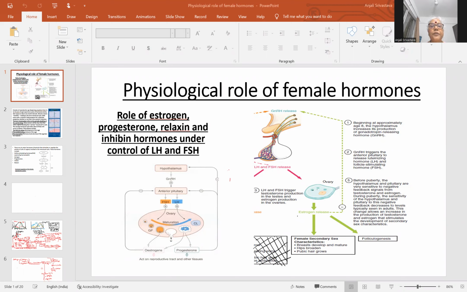In our last video, we have seen the general organization, anatomy, and histology of the ovary and the general anatomy and organization of the female reproductive system. Now, today we are continuing with the same topic, that is the endocrinal part of the female reproductive system, physiological role of female hormones, and the regulation of the female reproductive cycle, basically the menstrual cycle.